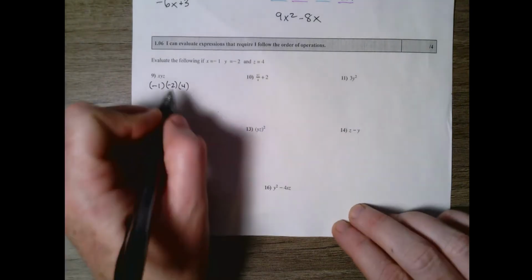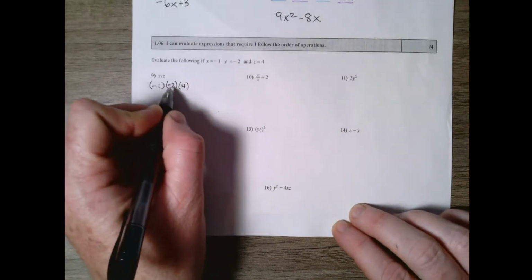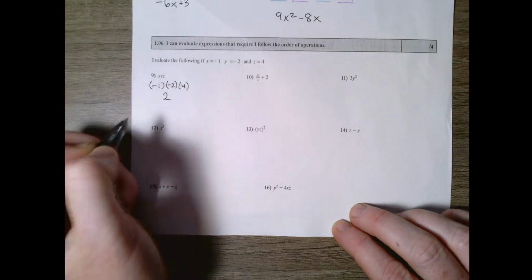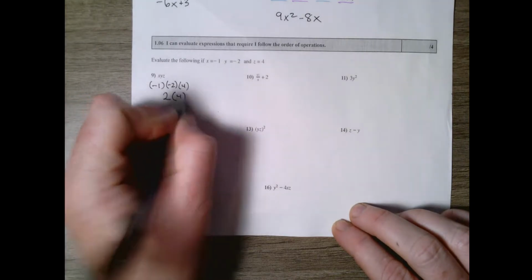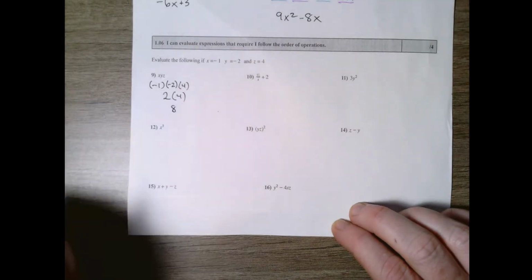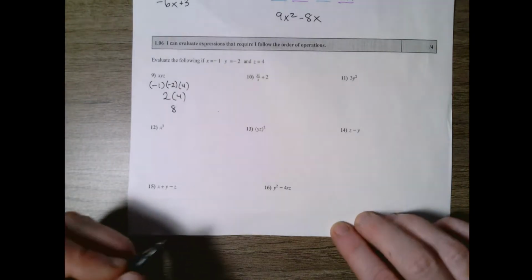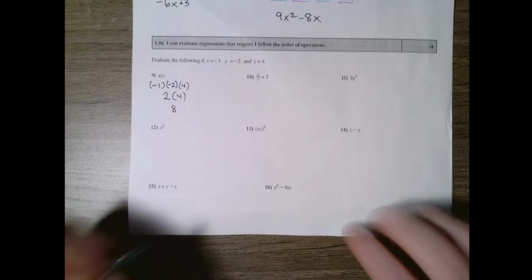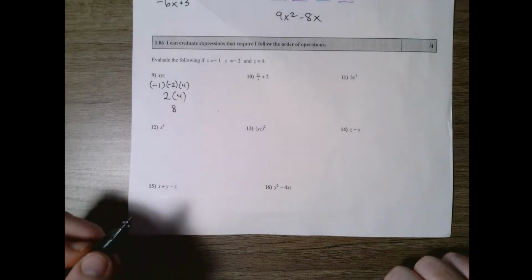All right, so a negative times a negative is going to give me a positive 2. Then we're going to multiply by 4. 2 times 4, positive 2 times positive 4 is 8. Okay, we probably need a refresher on our integer rules, right?